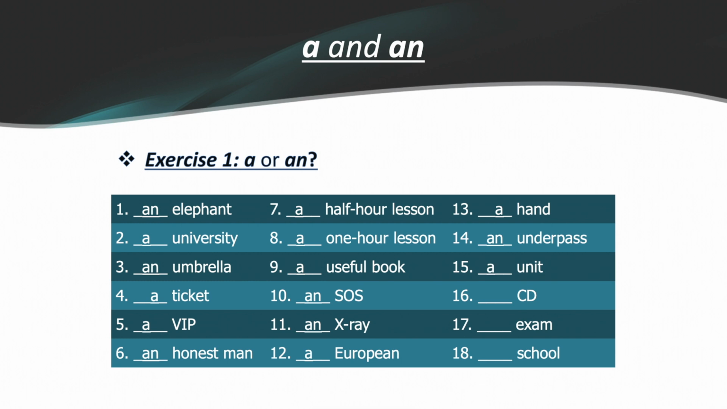Next, 16, a CD. That one's easy enough. Number 17, an exam. Another easy one. And finally, number 18, a school. How did you do? Did you get them all right? Are you ready for rule number 2? Let's do it. Rule number 2.